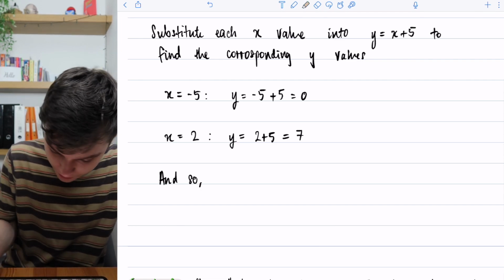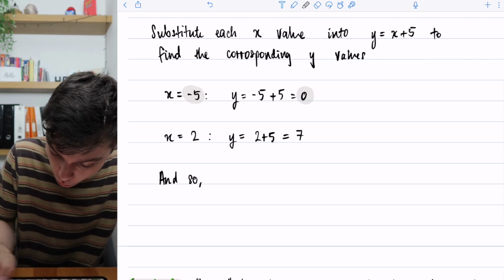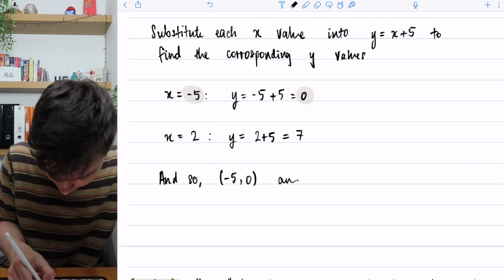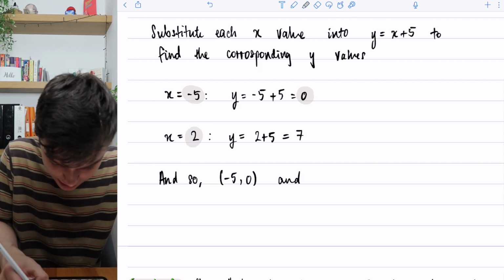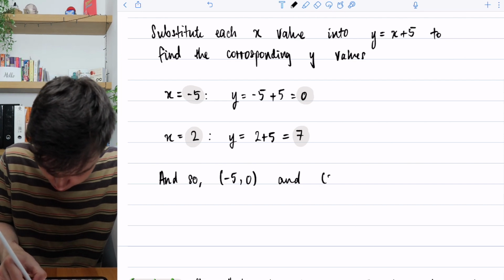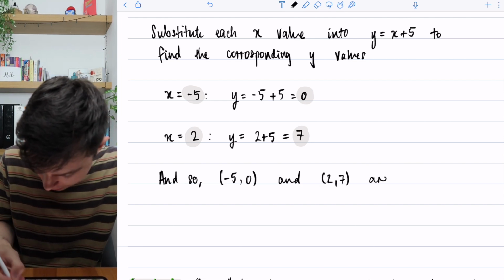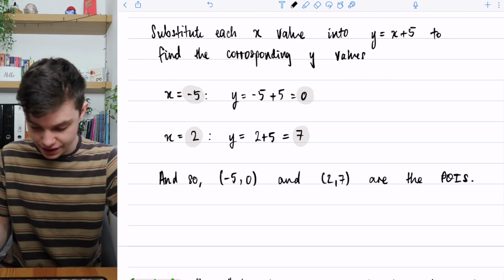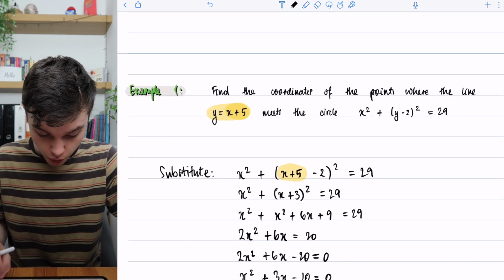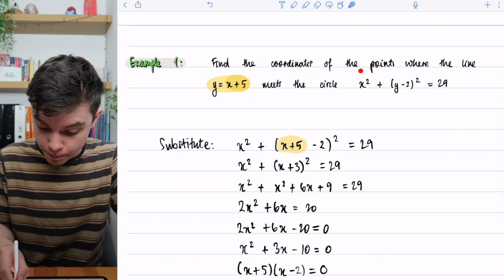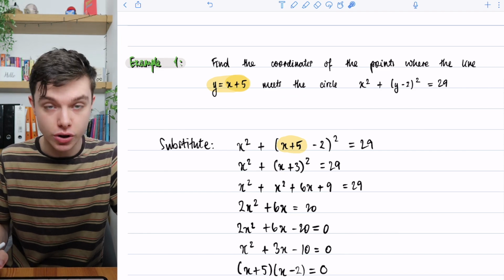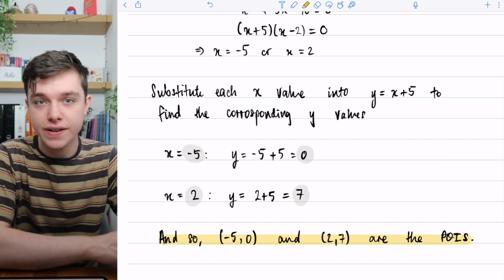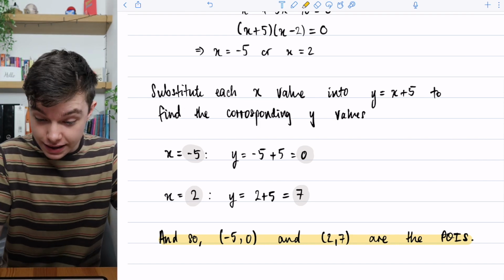And so the intersection points: there's my x, there's the y, so the intersection point is minus 5, 0, and there's the x, and there's the y of the second intersection point, 2 and 7. I'll shorthand this, POIs, points of intersection, because that's what we were asked for, the coordinates of the points where the line meets the circle. So we'll highlight that in yellow. Those are the points of intersection. So hopefully that makes sense.